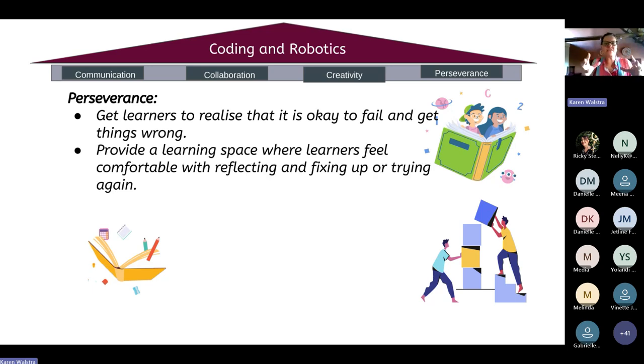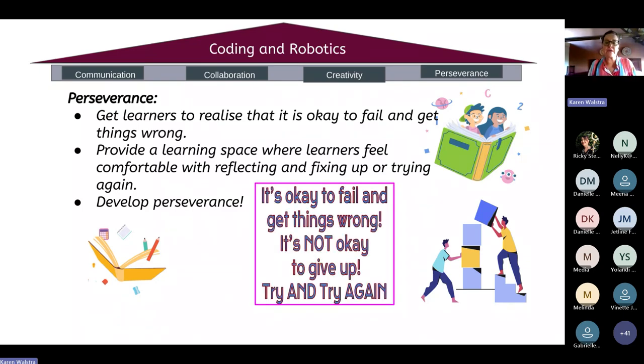You need to provide a space where they feel comfortable, that they're able to reflect on what they've done, that they feel comfortable in fixing it up and trying again, that they're not going to be judged or belittled or made to feel small. And so for me, that's the kind of space that you want, a space where they feel safe, a space where they feel that they can be themselves and really learn in that. And so through that, really develop their perseverance. For me, I really believe this. It's okay to fail and to get things wrong. It's not okay to give up. We need to try and try again. And so we really need to encourage the learners to do that.